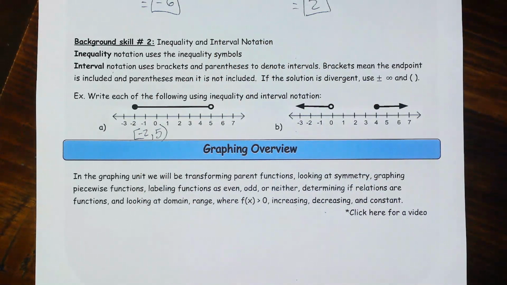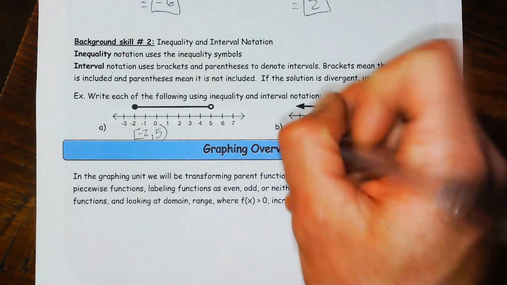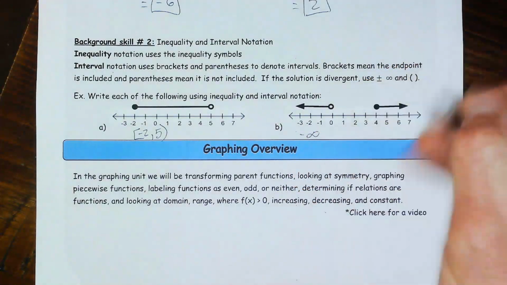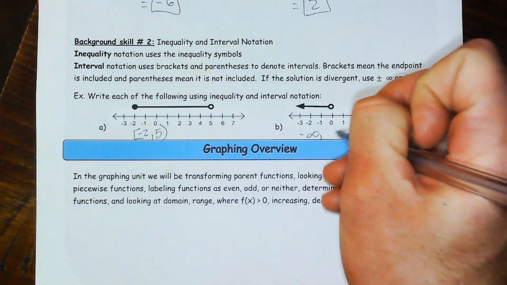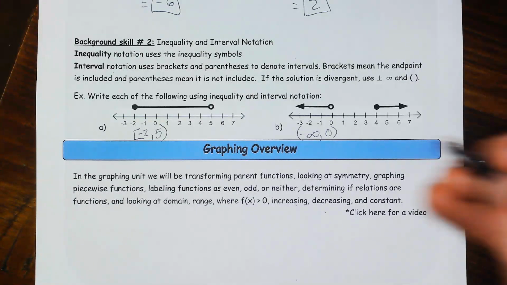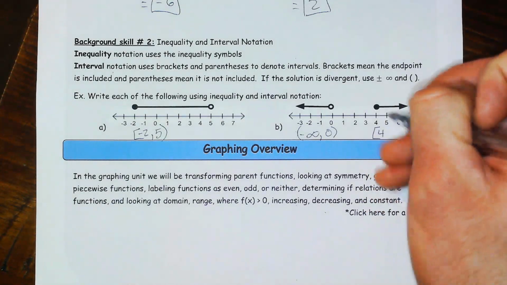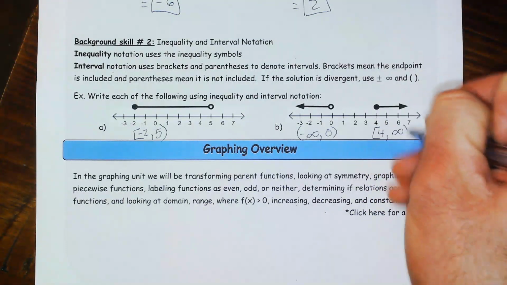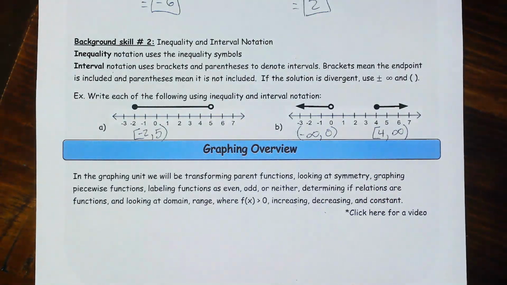If we have divergent intervals on interval notation, we would say -infinity, because that's where that arrow is going, comma 0. We can never include infinity or -infinity because you haven't counted there. Nobody's counted there, so we can't actually include it. And then the 4 is in a bracket because it has a solid dot. Again, the infinity has a parenthesis because you cannot include infinity.